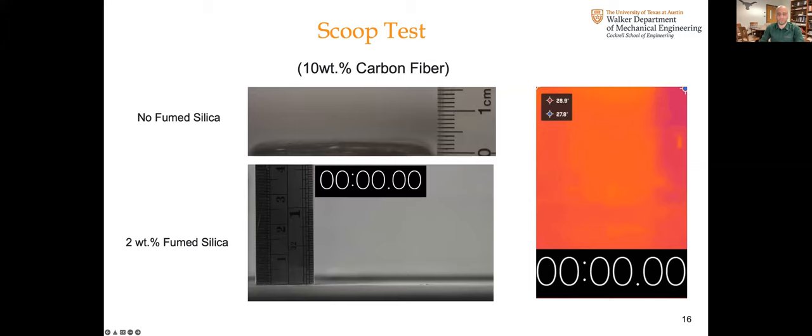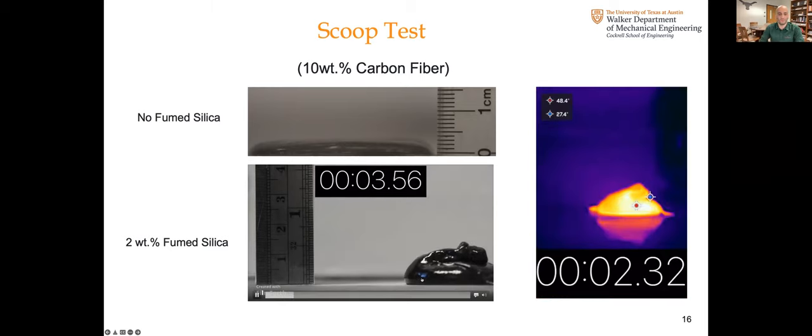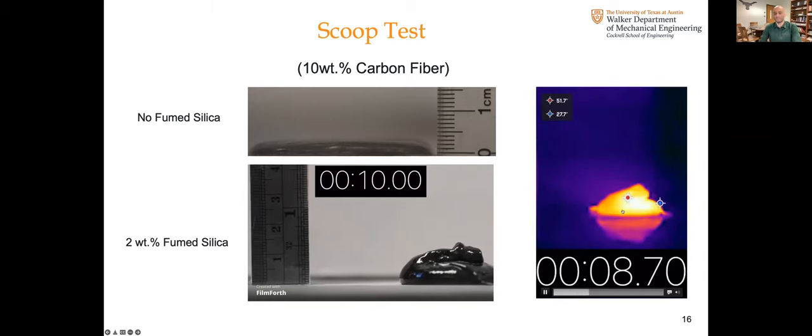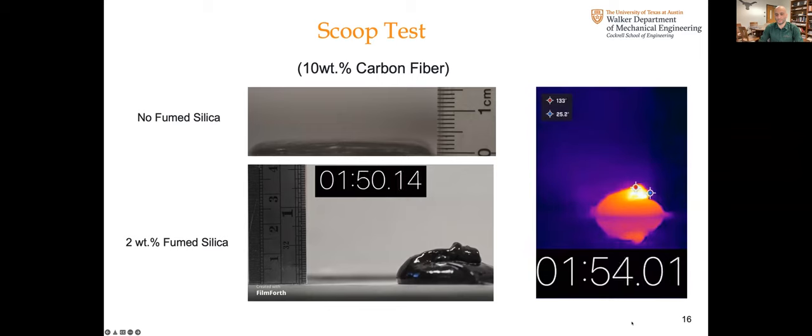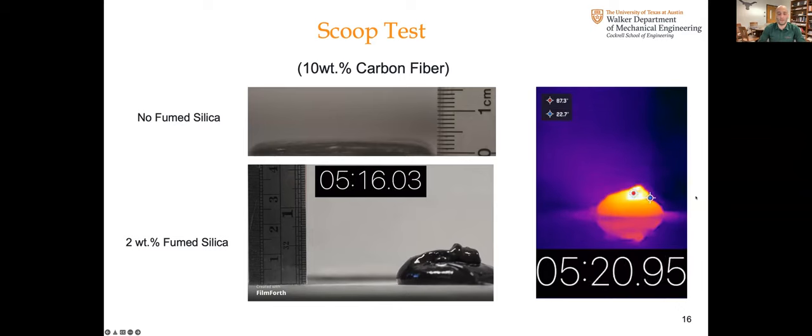Turns out if you put 10% carbon fiber in epoxy, it increases the viscosity. That's very good. But there's another property, and that is shear yield strength, meaning as soon as I put down a scoop of that, it flows. So it doesn't retain shape. It turned out we don't need as much fumed silica, but you still need a little bit. Here you can see a scoop test with 10% carbon fiber and 2% fumed silica. This is the same thing, just the thermal footprint of that. And as you can see, the shape is retained very well. And on the right side, sorry if there's a lag in the videos, you can see the temperature can easily reach 130, 140 degrees, which can almost completely cure the polymer.